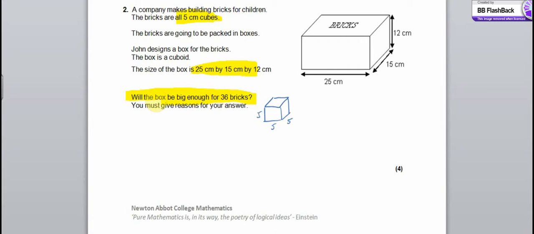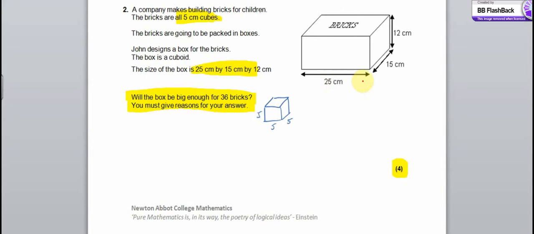Now, it's not enough to say yes or no. There's 4 marks for this question. If you write yes or no and there's nothing else there, you'll get nothing, because it says you must give reasons for your answer. And they've written that on purpose because they know if they don't write that, people will just write yes or no, and they'd have to give them the marks, wouldn't they? So how do we work it out? Well, lots of ways. The easiest way is just to see how many fit in, really.